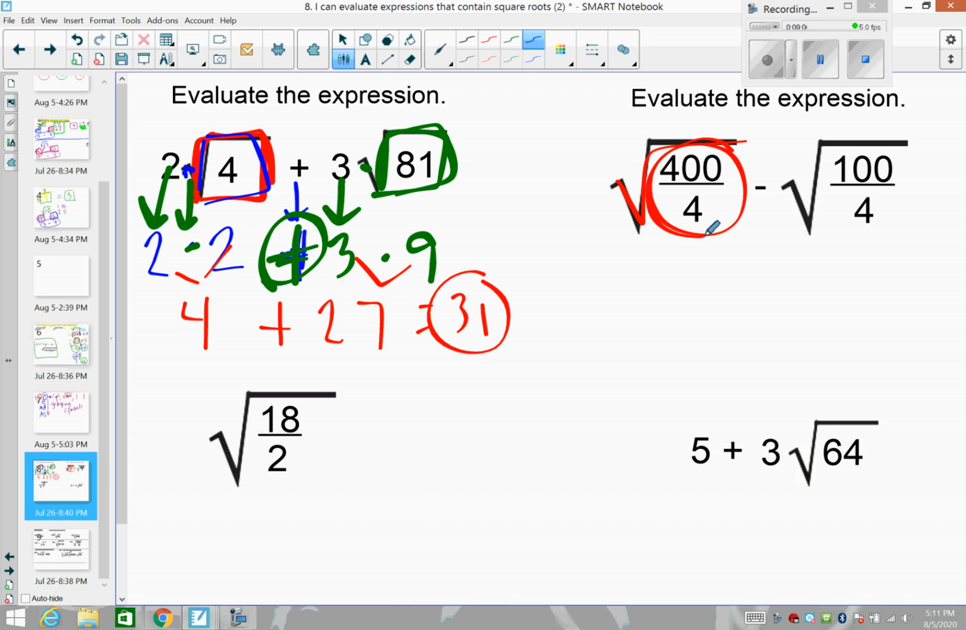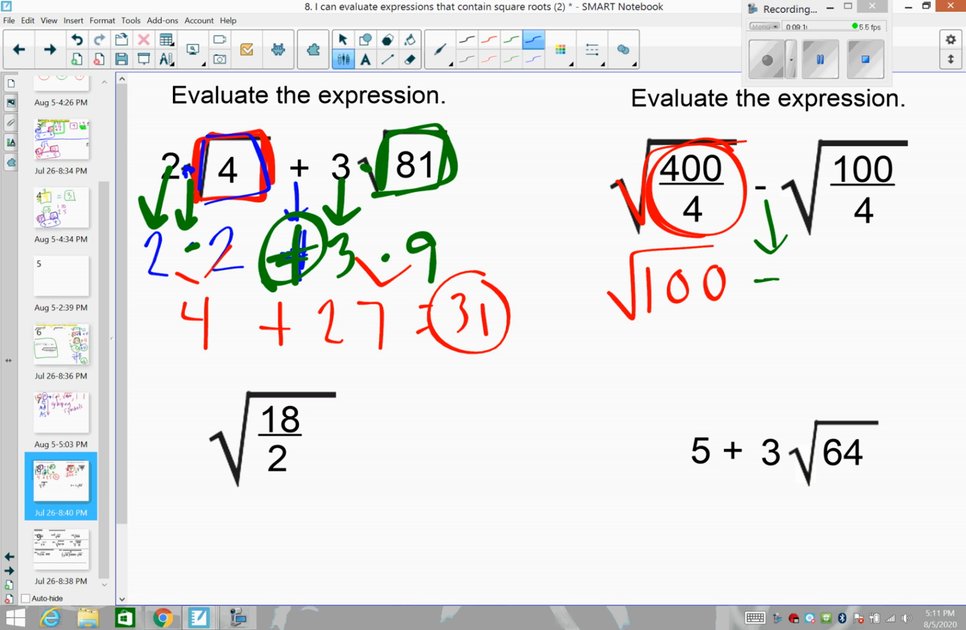And we have 400 divided by 4. So we want to know how many times does 4 go into 400? And we know that it's 100, but still inside the square root. On the back side, we have the subtraction sign here, right? So that goes with us.